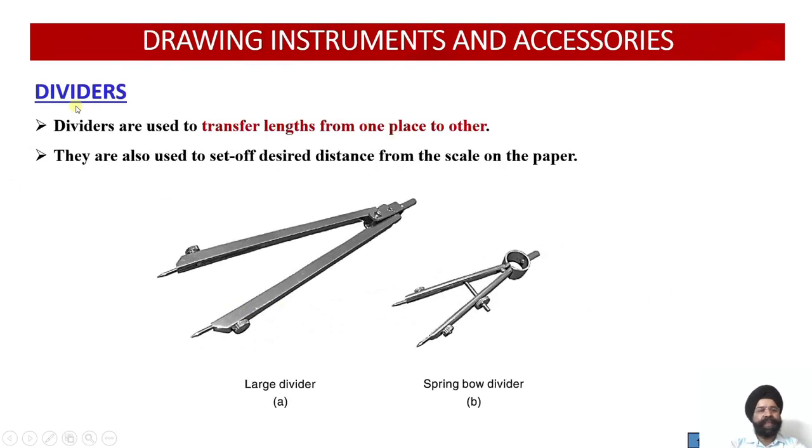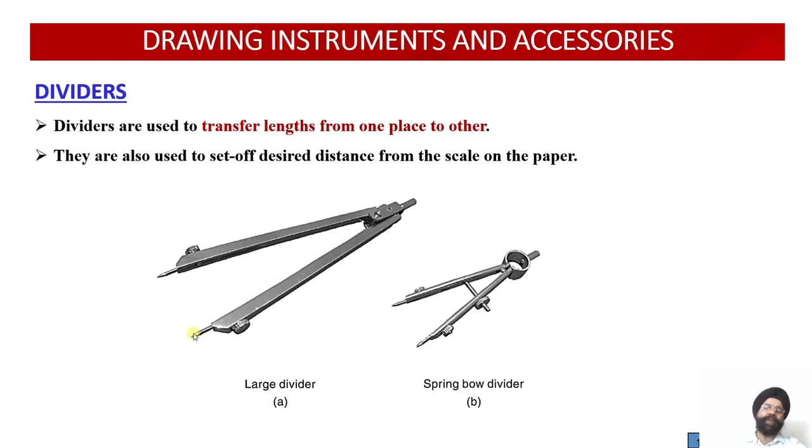Similarly, another instrument is the divider. In engineering drawing, we are required to transfer distances from one location to another. In order to transfer those distances, we have to use the divider. Again, dividers are of two types: a large divider and a small divider. So if any dimension has to be repeated, every time I am not going to measure the dimension and transfer it.